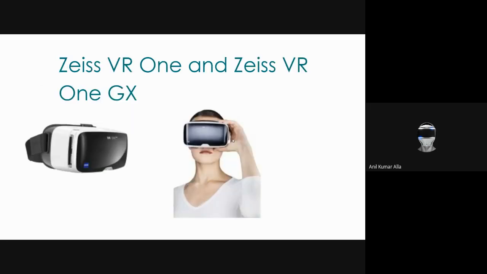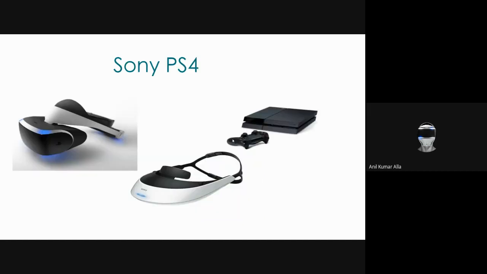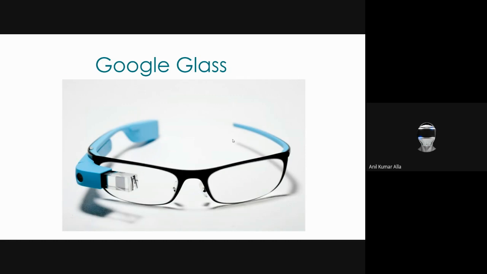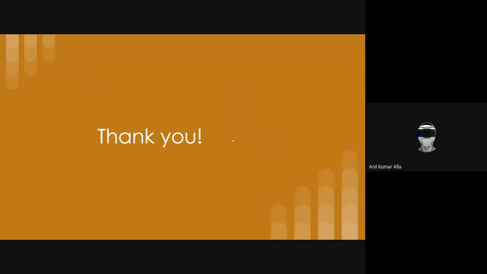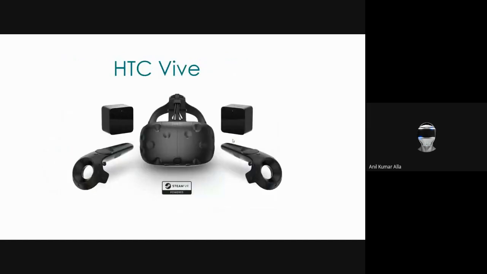This is also the same thing like a Samsung Gear VR. This is from Sony. These are all different HMDs available in the market. So these are the 3 things which we need to consider. One is optics, that's a lens. Another one is display. Another one is the tracking. Based on your requirement, you can go for tracking or you don't need to go for tracking.